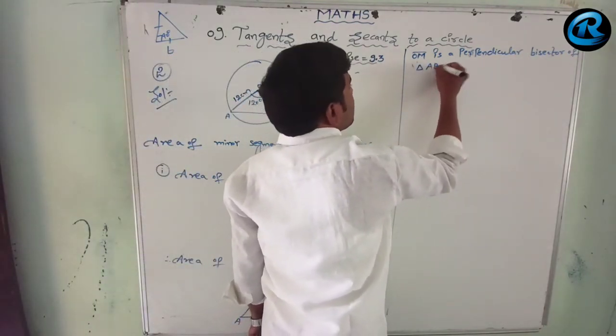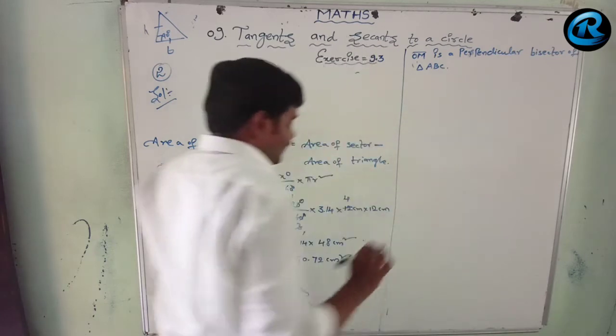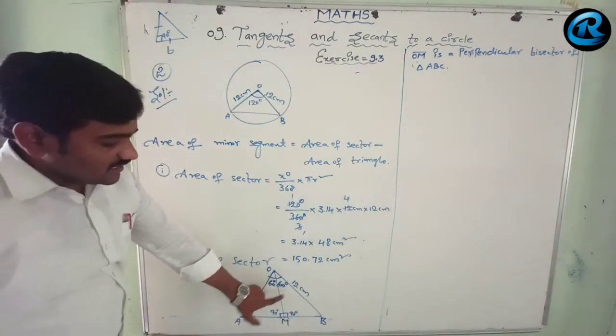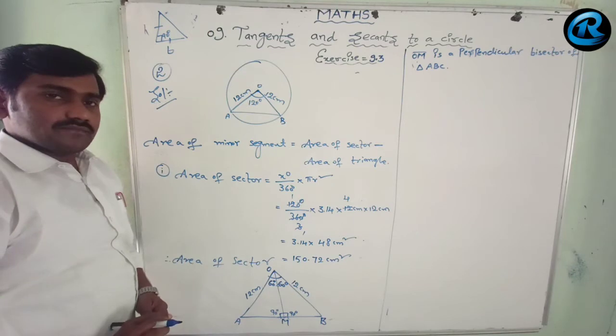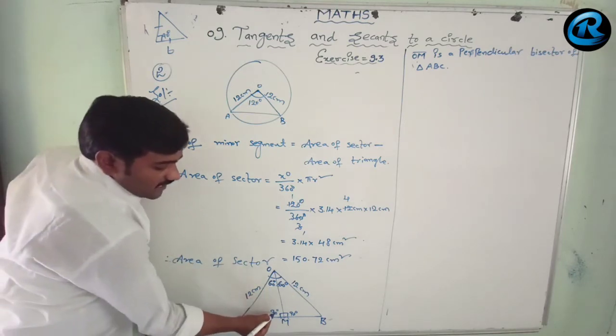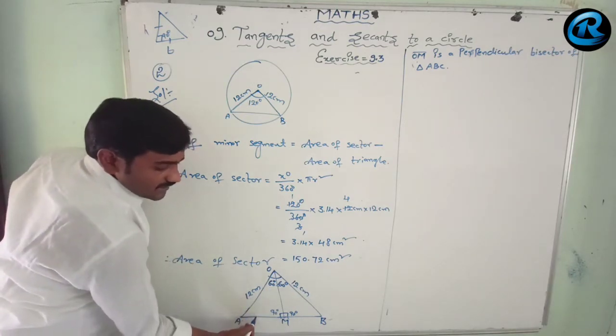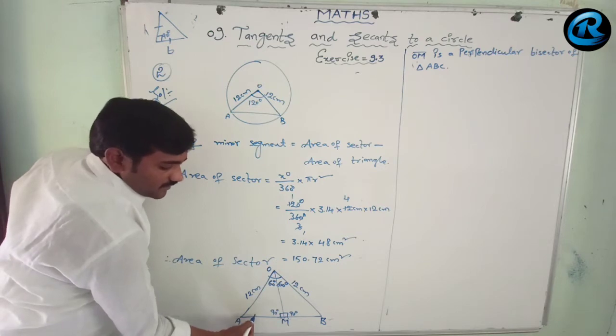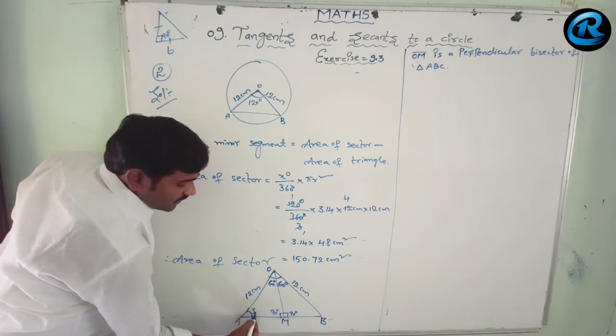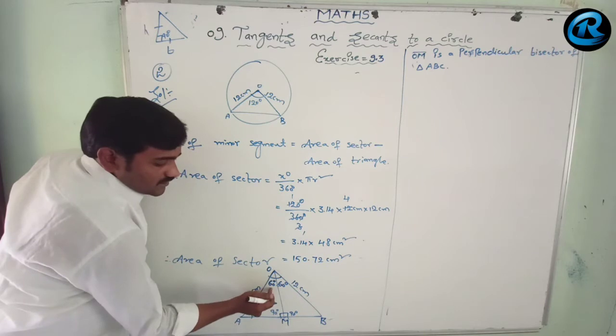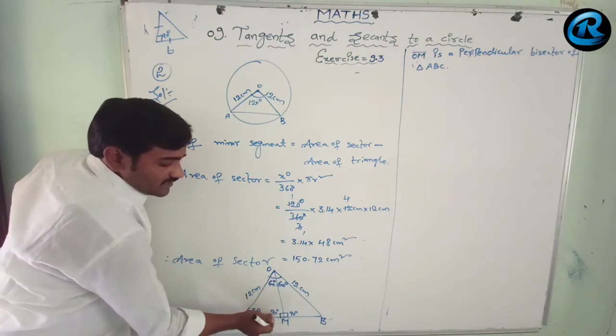Here it is 60 degrees and this is 90 degrees. If it is 60 and 90, the remaining angle comes to 30 degrees. 60 plus 30 is 90, 90 plus 90 is 180.